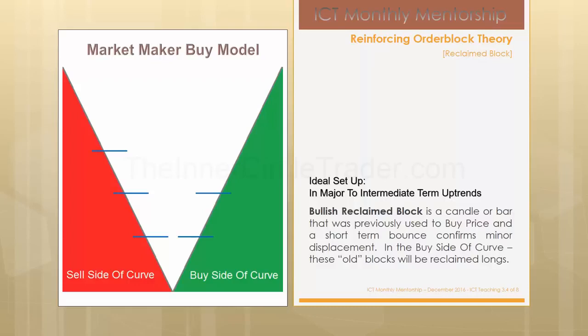Every new buying opportunity is going to be matched up to the previous down candle while the price was dropping earlier on the sell side of the curve. And ultimately, everything will match up with the down candles on both sides of the market maker buy model. So what is a bullish reclaimed block? It's a candle or bar that was previously used to buy price, and a short-term bounce confirms minor displacement. In the buy side of the curve, these old blocks or down candles will be reclaimed for new longs.